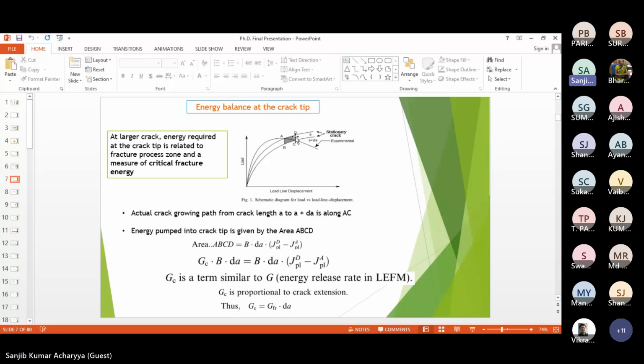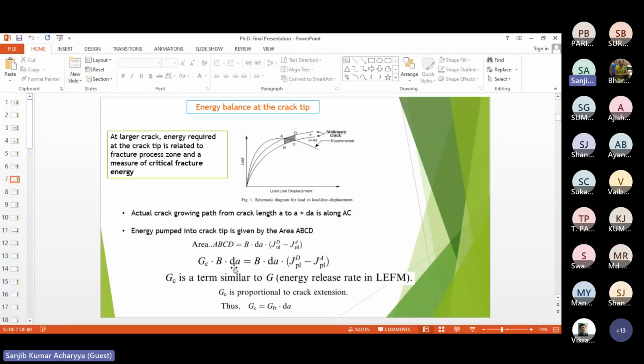But if crack growth occurs, as observed in the experimental curve, then to arrive at displacement delta 2, we ultimately arrive at a point C at some lower load compared to D. So the energy within the area enclosed by ABCD is the difference between J at point D and J at point A. This multiplied with the area B into dA gives the energy, because J is per unit area. So this total energy is represented in this main phenomenon.